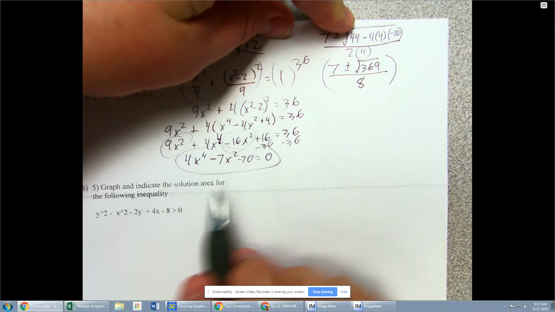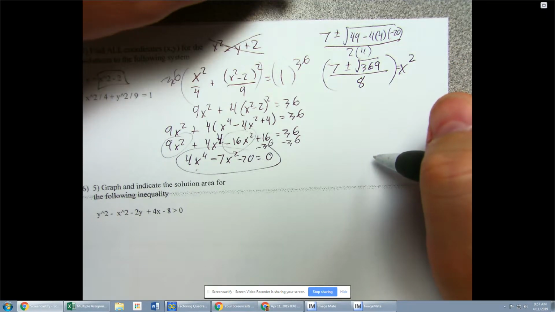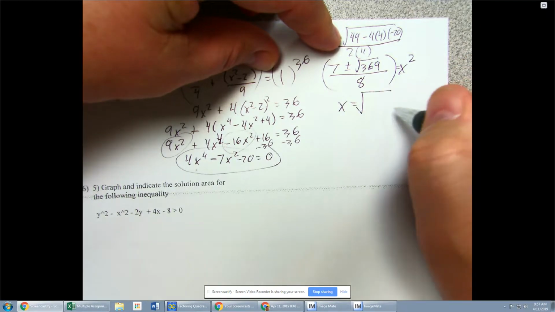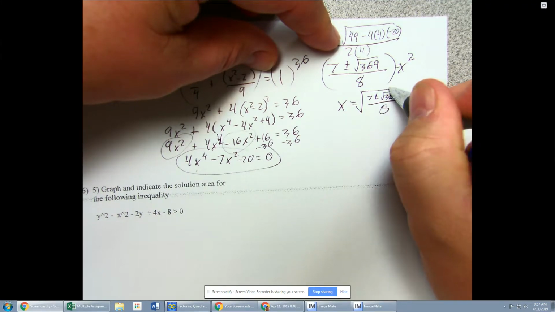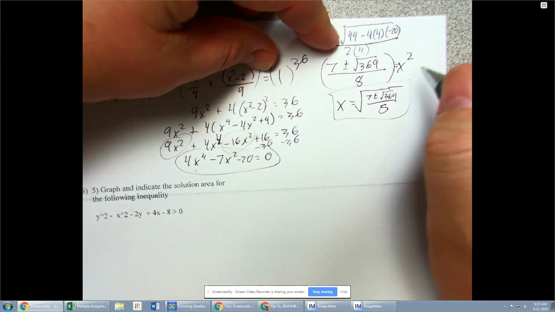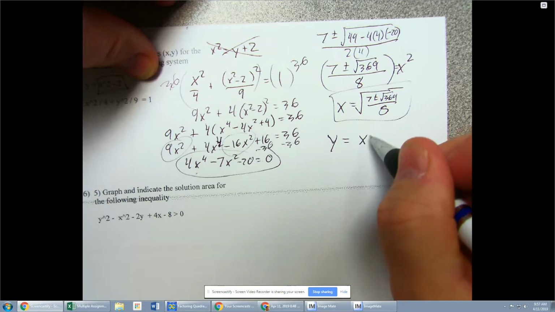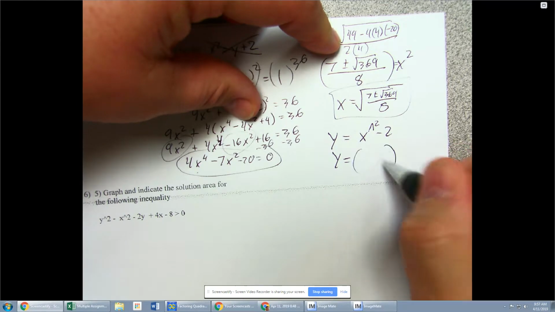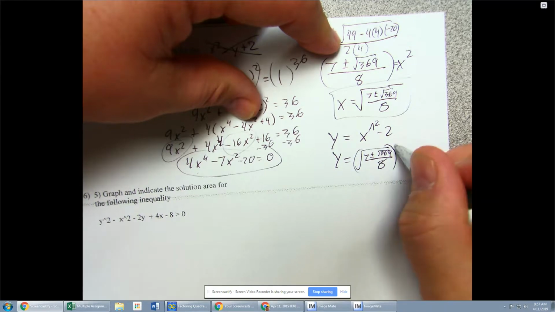Now that's going to be what? That is x squared. So if that is x squared, then what I need to do is actually come down and figure out what x equals. X equals the square root of 7 plus or minus square root 369 all over 8. Now, once I have x, I need to find y. To find y, I say y equals x squared minus 2. So I say y equals all this, and I square it minus 2.